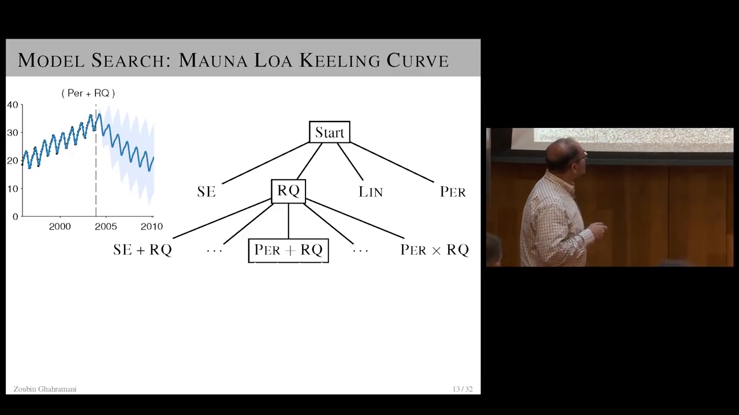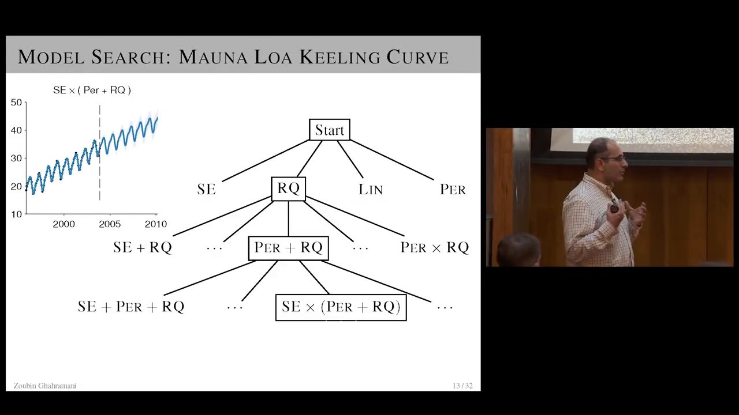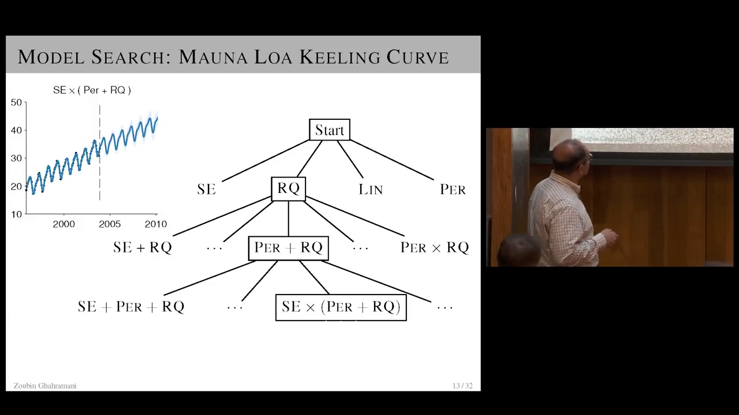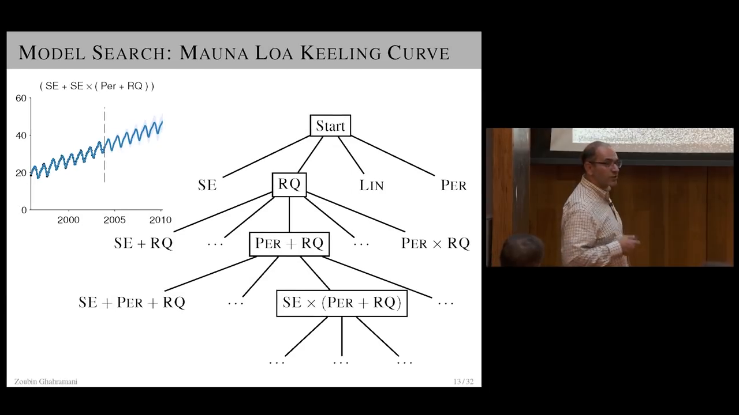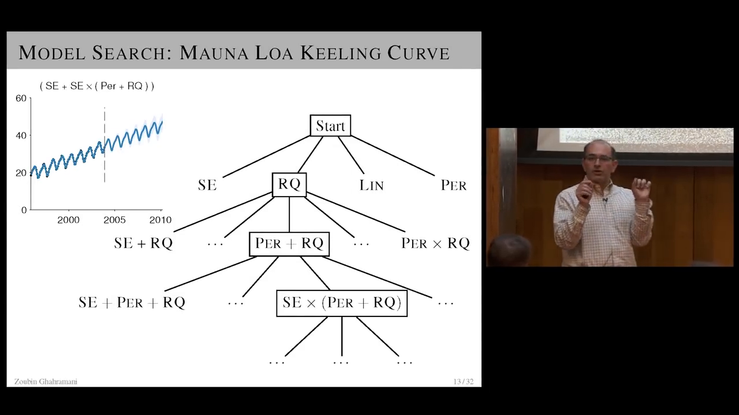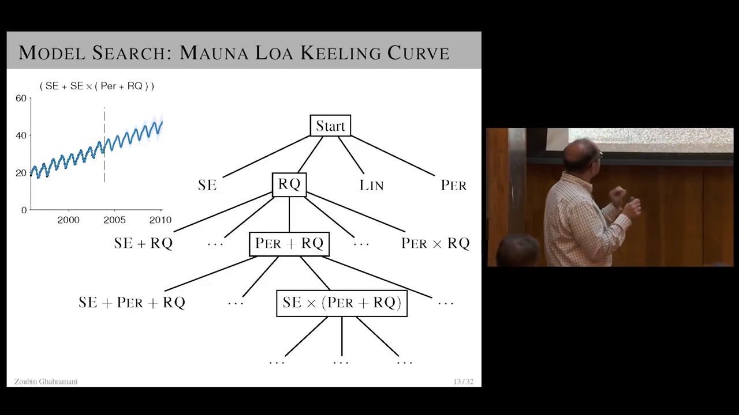So then it expands on the current best kernel by applying these operations, multiplication, addition, and change points, to find another kernel that explains the data a bit better. So this is periodic plus rational quadratic. And then another kernel, which is squared exponential times periodic plus rational quadratic, that explains the data better, and so on. And then it stops at some point, which is squared exponential plus squared exponential times periodic plus rational quadratic. That's just shorthand for the kernel that is found for modeling this data.